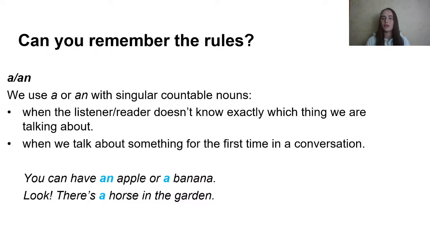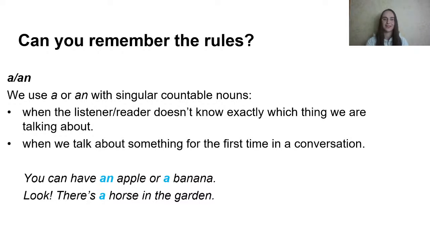We use it when the listener or reader doesn't know exactly which thing we're talking about, when we talk about something for the first time in a conversation, so this is a revision of what we have just talked about. So you can have an apple or a banana, one apple, right? And one banana. We talk about it for the first time. Look, there is a horse in the garden. Again, we talk about this horse for the first time, and it's only one horse. So there is a horse in the garden. So this is only one.